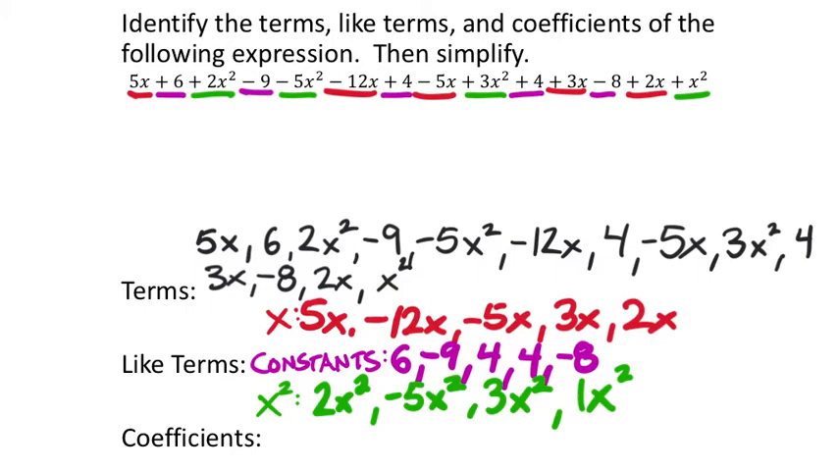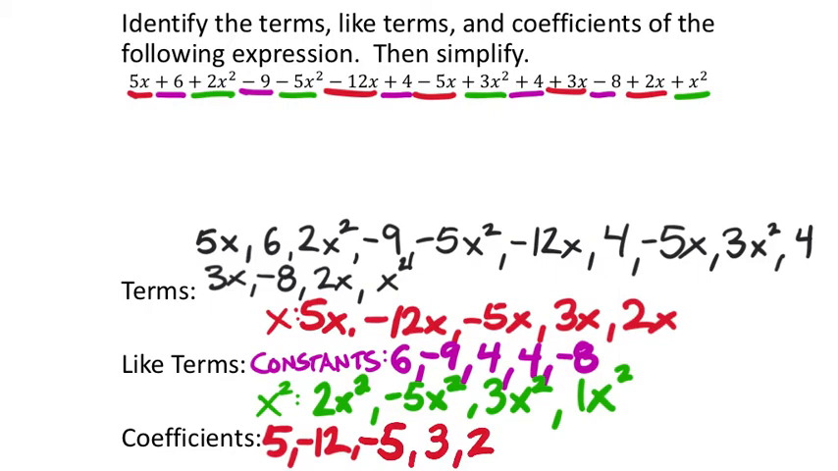Now the coefficients here, I'm just going to identify these because it's good practice and it's important for you to know what a coefficient is, so in the future when I say it, you know what I'm talking about. But it has to be with a letter, right? So I'm going to start with my x's. I see that I have a 5x, then a negative 12x. I'm looking at my red list here. Then I got a negative 5x, then a 3x, then a 2x. These red ones are all the coefficients of the x terms.